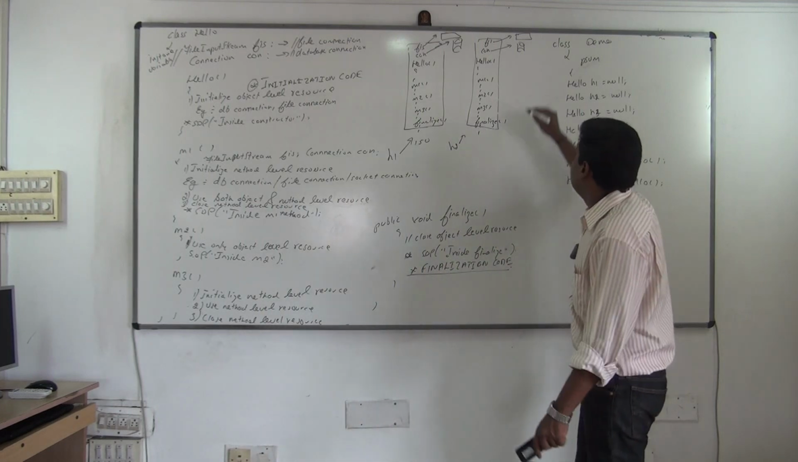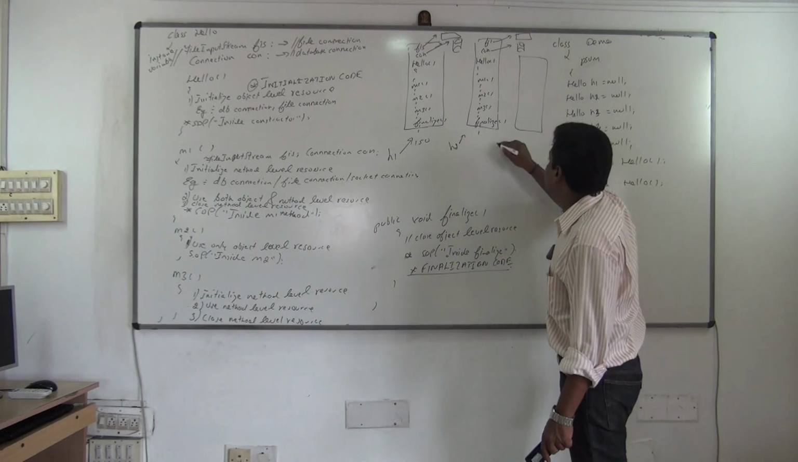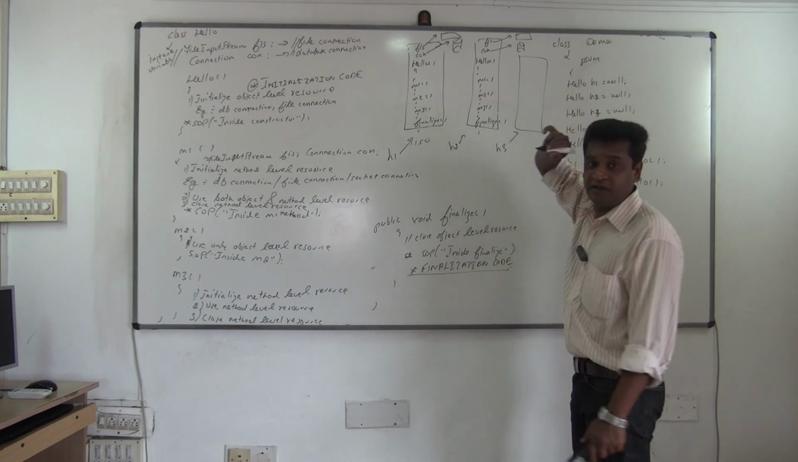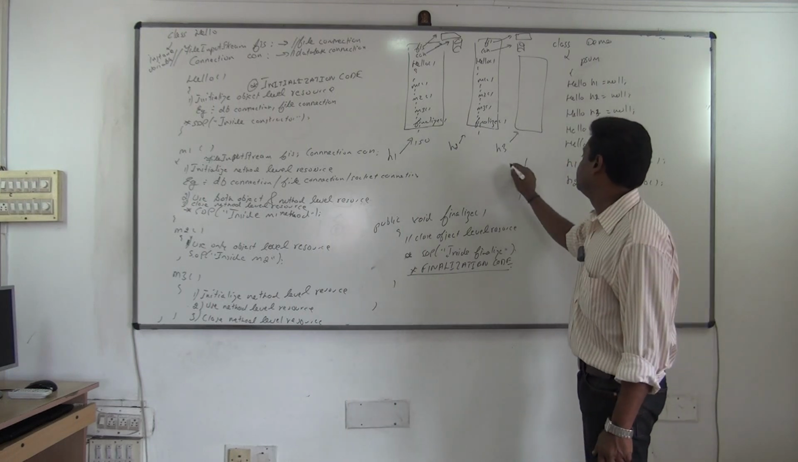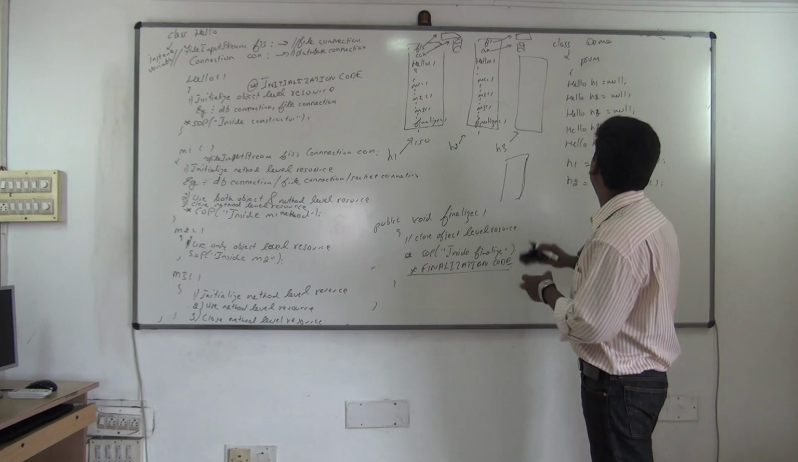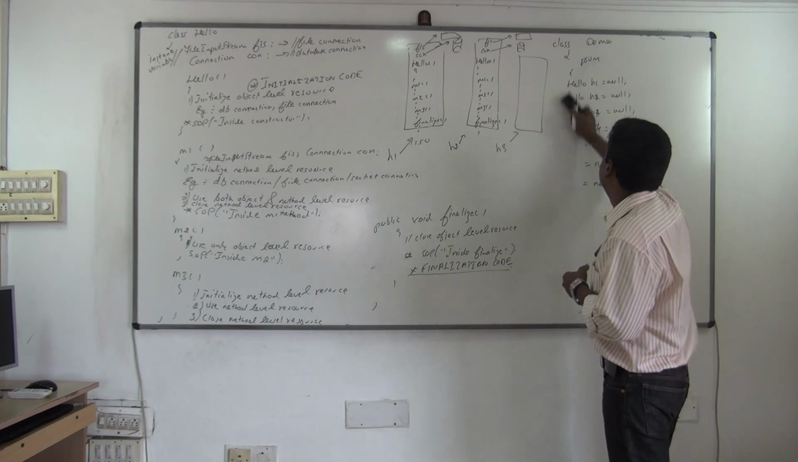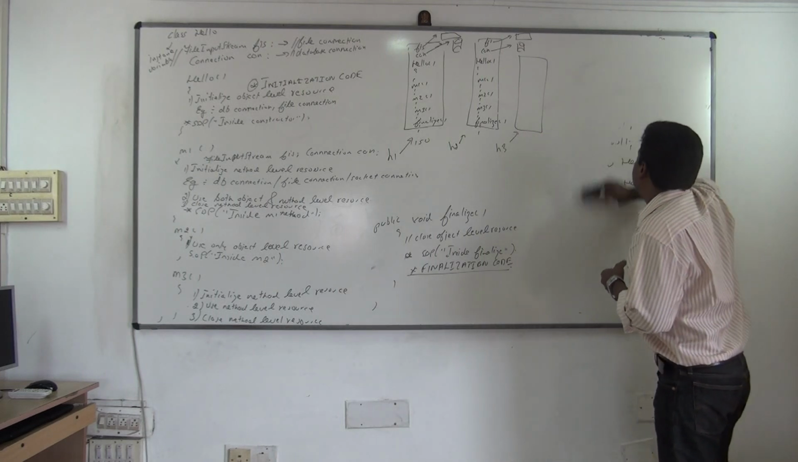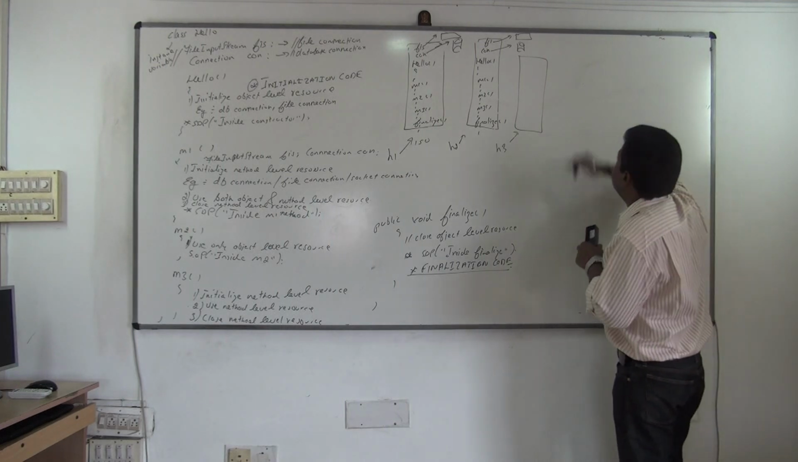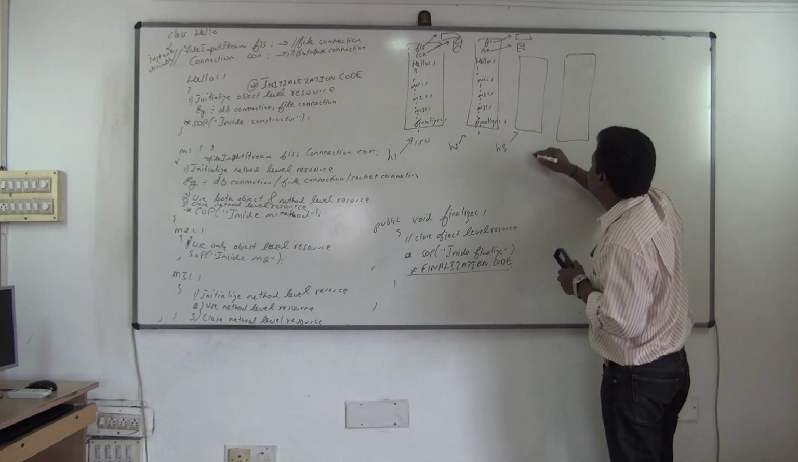Same. Again you can have one more object, H3. Same things will be there. I can have H4. Running short of space, 1 second. I'll write it this side, that's it. H3, H4.